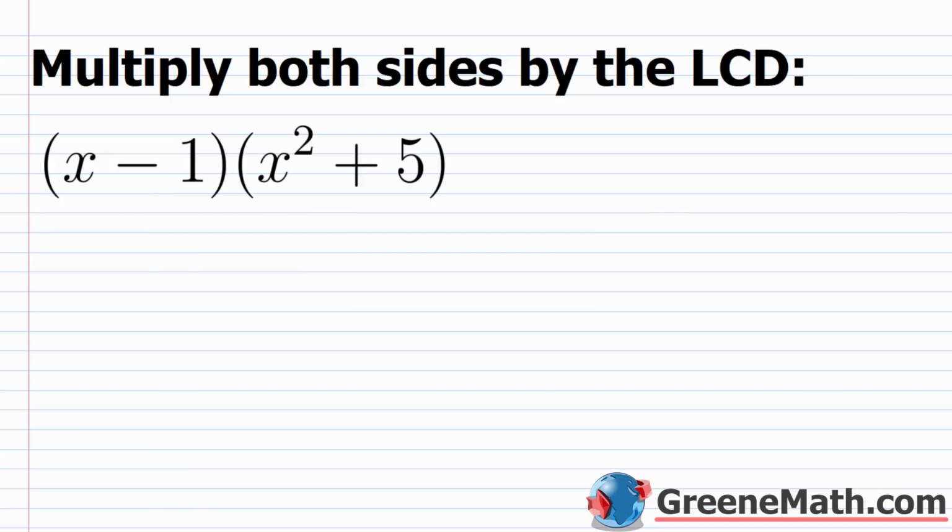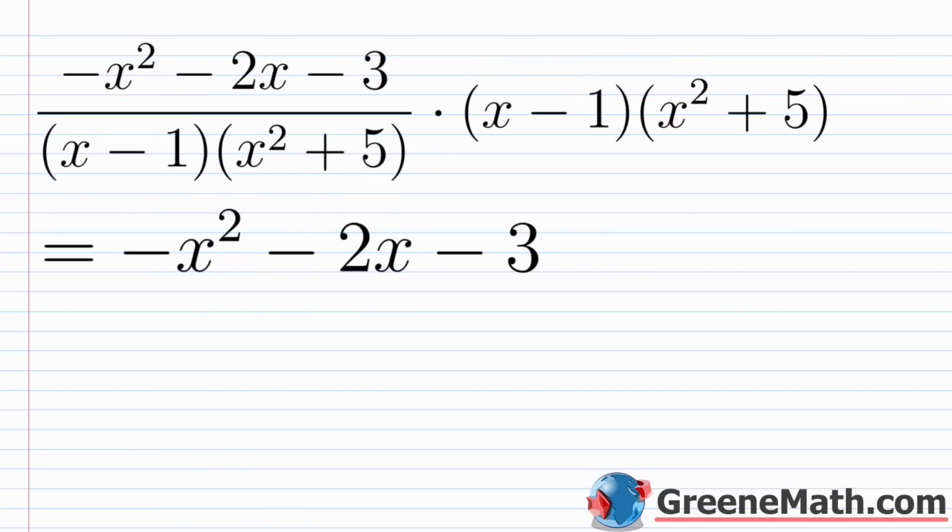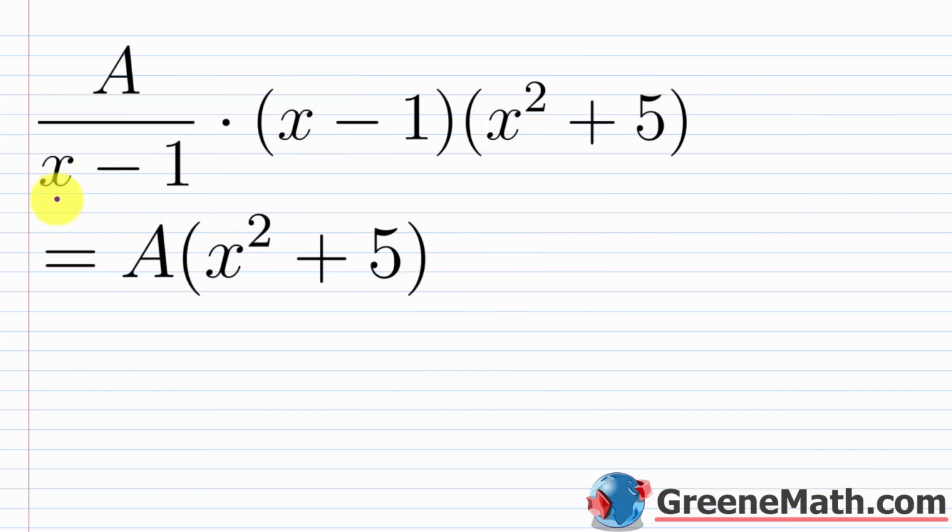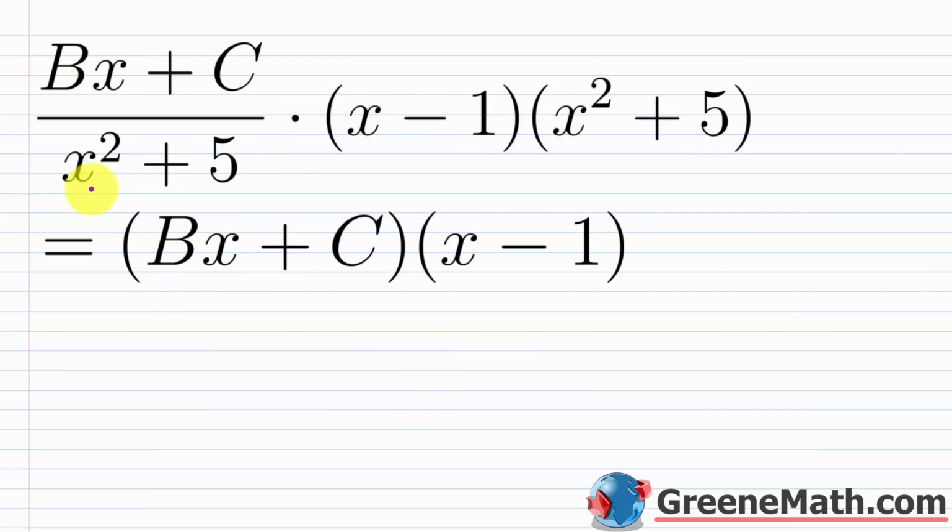All right, multiply both sides by the LCD. So the quantity x minus 1 times the quantity x squared plus 5. And again, this will not fit on the screen, so I'm just going to do it in parts and then reassemble it. So this would cancel with this, and you get the numerator, negative x squared minus 2x minus 3. Then these guys would cancel, so you get a times the quantity x squared plus 5. And then these guys would cancel, so you get the quantity bx plus c times the quantity x minus 1.